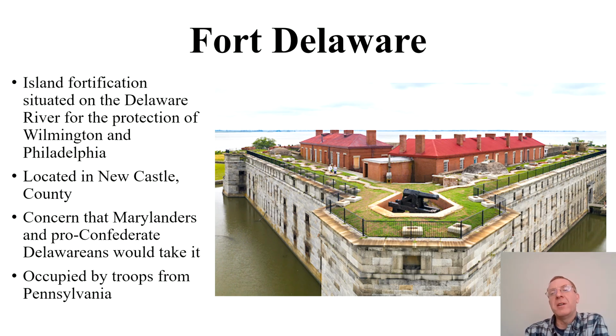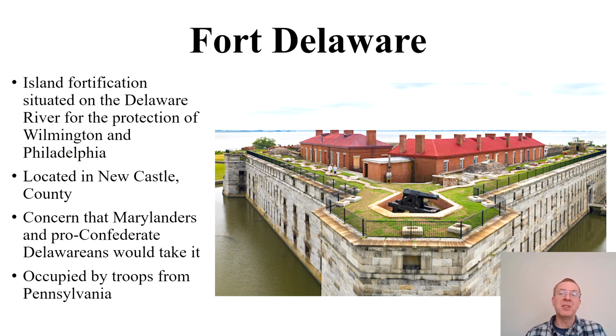Now, when the secession crisis starts, there are some real concerns, and there are rumors that pro-secession Marylanders were planning on coming into Delaware at night and taking over Fort Delaware, and then handing it over to the Confederate forces to use. Therefore, once again, Lincoln is going to send Pennsylvania troops to occupy Fort Delaware. Again, he does not trust Delawarean Union soldiers to do that.